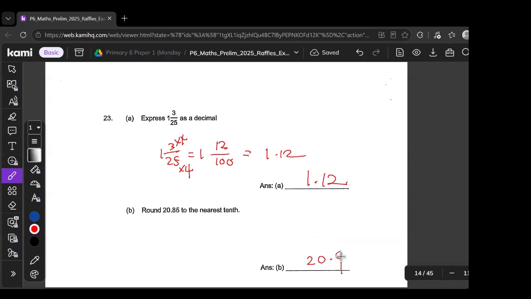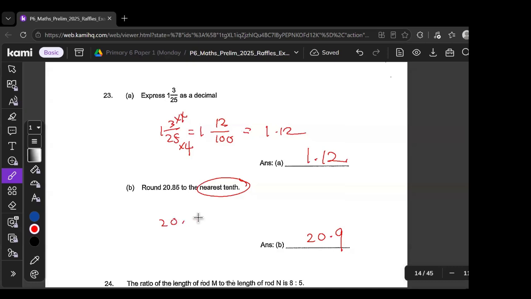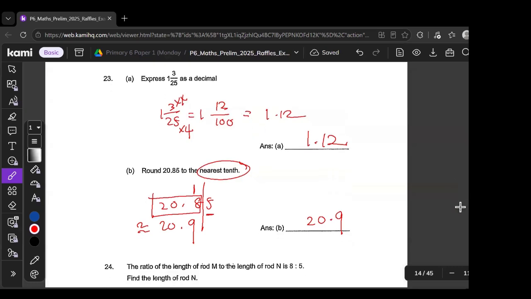20.9. Nearest hundred means one decimal place. So primary 4, what have you learned? You draw a line to show how a one decimal place looks like. Then you look at the digit on the right side and round up. Okay, if it's 5 and bigger, round up, add 1. And you will get 20.9. Okay, that's what we learned in primary 4. Draw a line to show how a one decimal place looks like.